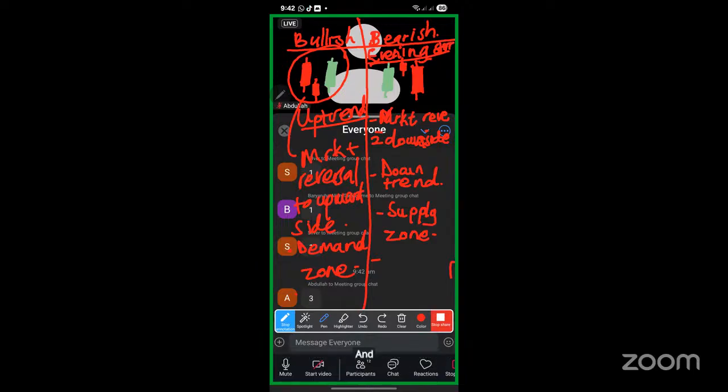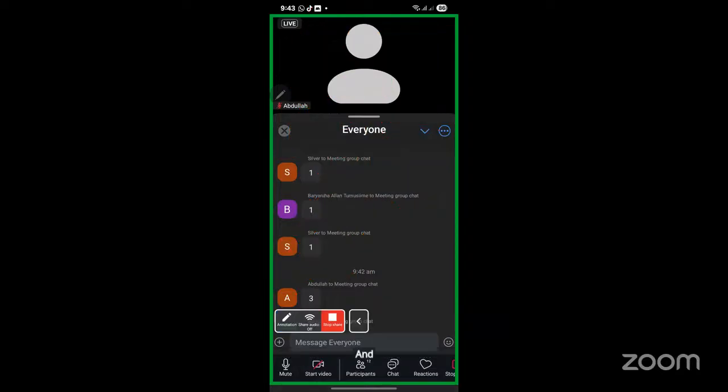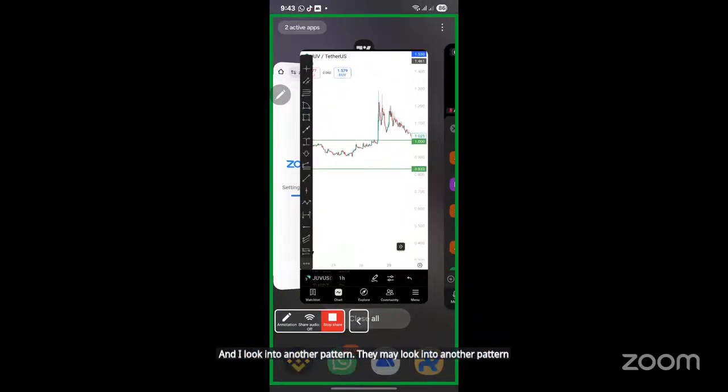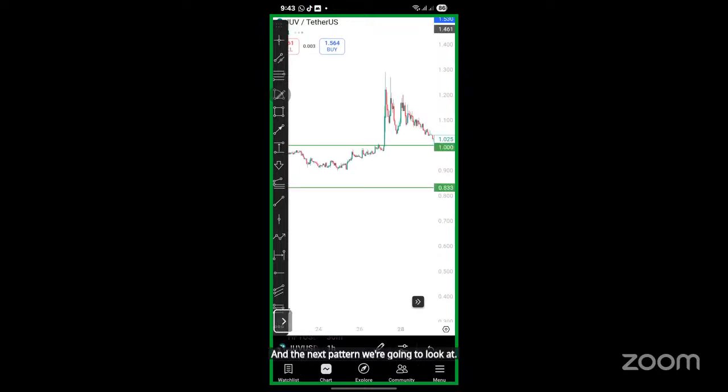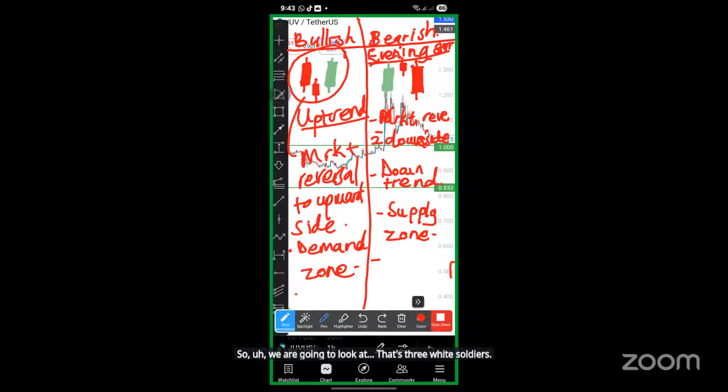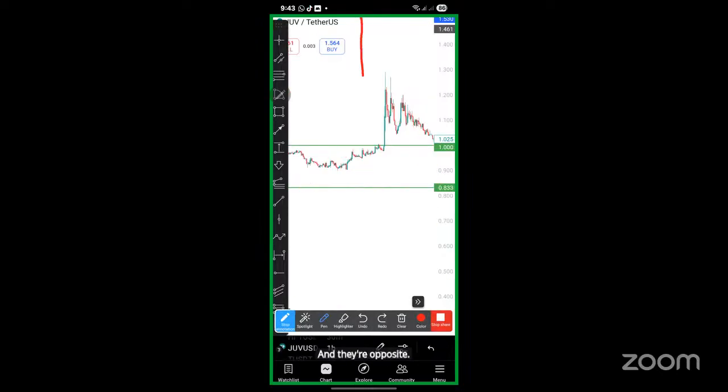And as I look into another pattern, the next pattern we're going to look at is the white soldiers. So we are going to look at the 3 white soldiers and their opposite as well. So when you come here, draw in the same way, bullish, bearish, bearish, bullish. Don't change the order.